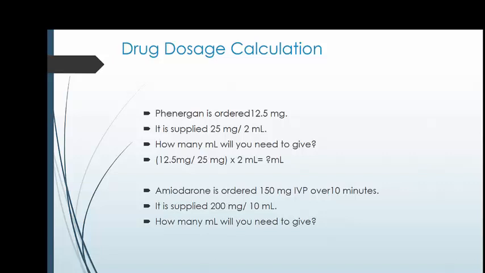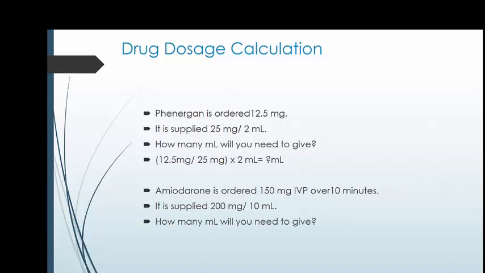Let's try some more. Phenergan is ordered 12.5 milligrams. It is supplied 25 milligrams per 2 milliliters. So we're going to plug into our formula. Desired dose is 12.5. Our volume in the container is 2 milliliters. Our drug in that volume is 25 milligrams. So 12.5 times 2 divided by 25 gives us 1 milliliter.